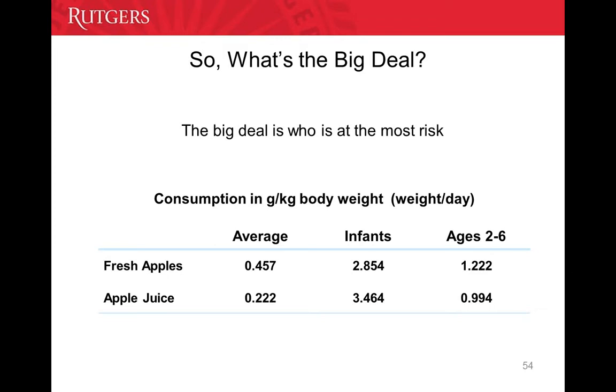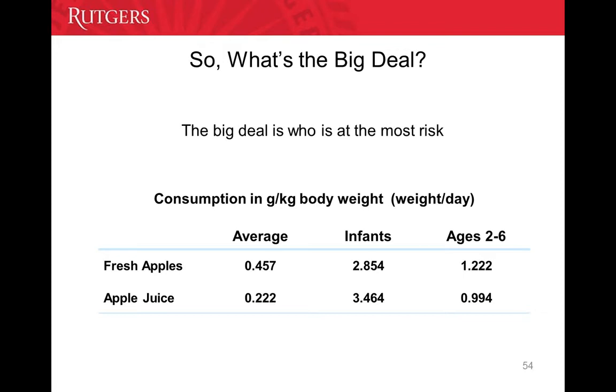This is to demonstrate a principle, which is what I want you to get as you prepare for the examination. Let's look at ages. So the average person, fresh apples, and this is grams per kilogram. Remember, it's all about dose. Remember Paracelsus. It's about 0.4 grams per kilogram. Apple juice about 0.2. In infants, we can see it's much, much higher.